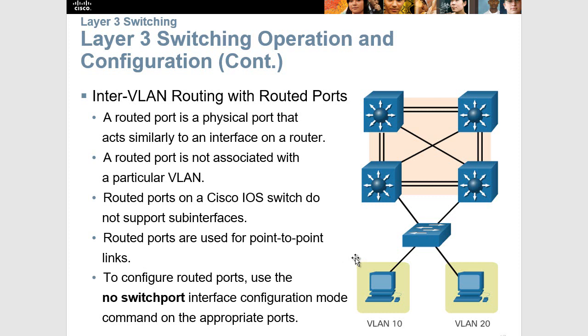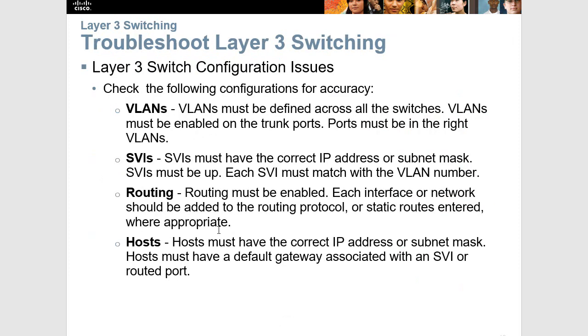All right. Almost at the end, last slide. Check the following configurations for accuracy. VLANs must be defined across all the switches. VLANs must be enabled on the trunk ports. Ports must be in the right VLANs. Okay, so that's some troubleshooting. SVIs must have the correct IP address or subnet mask. SVIs must be up, no shutdown. Each SVI must match the VLAN number. Okay, so the VLAN number's got to match, subnet's got to match.